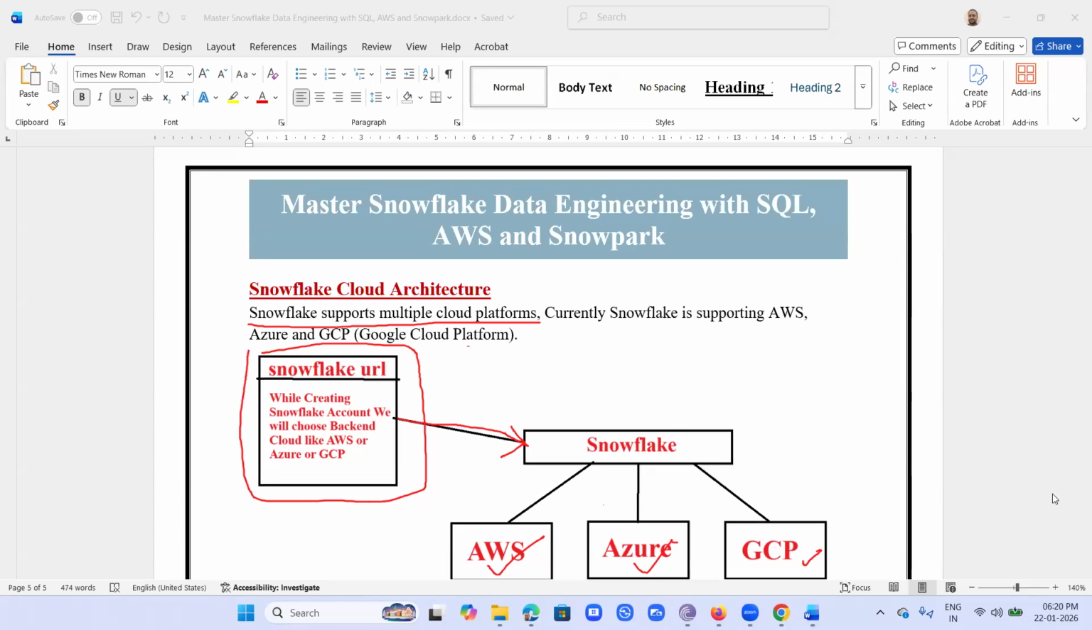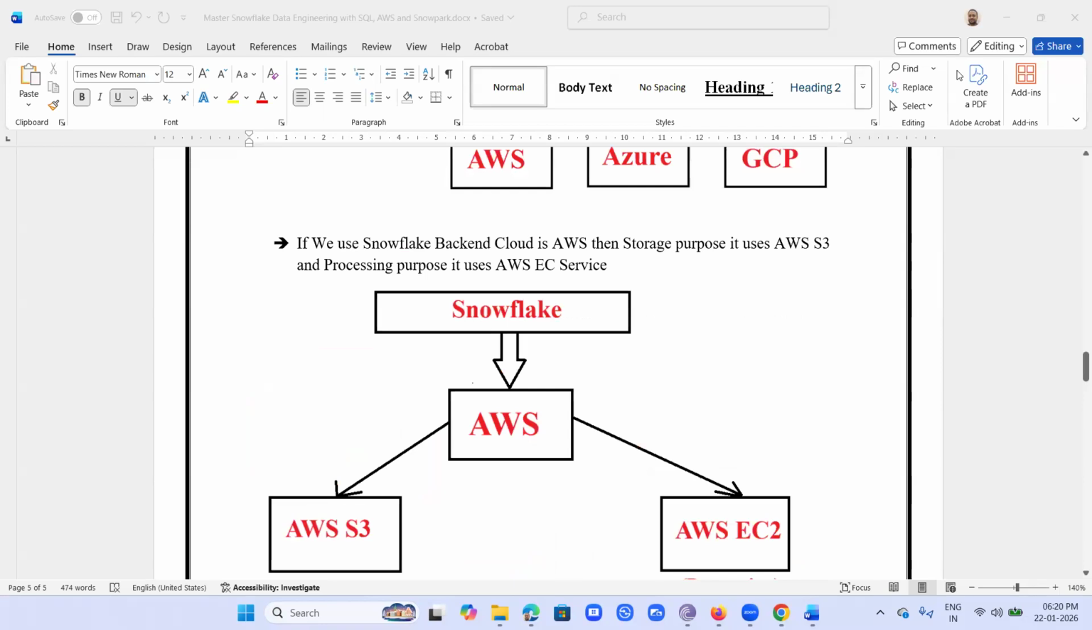Now let's understand, if I take the Snowflake backend as AWS, for storage purposes it uses the AWS S3 service. For processing purposes, it uses the AWS EC2 service. Let's say if I create a virtual warehouse with two resources, it will create two EC2 machines to process your data. So with the AWS backend, storage uses S3 and processing uses EC2.